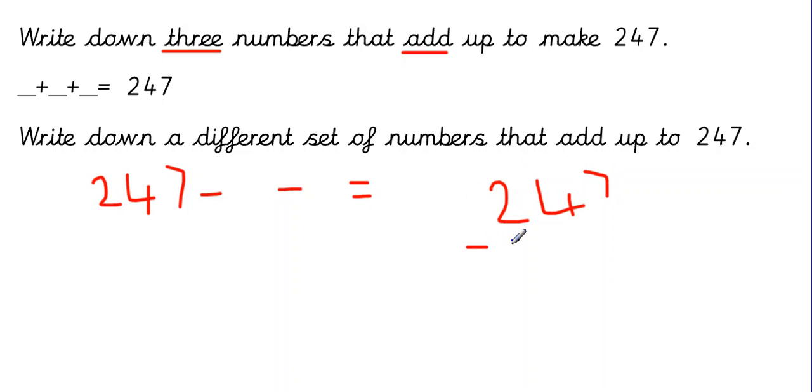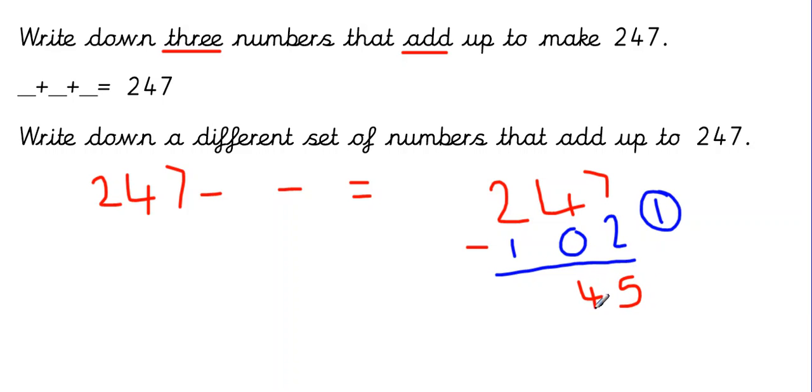So if I take 102 away from 247 first of all, that's my first number. So 7 take away 2 is 5. 4 take away 0 is 4. And 2 take away 1 is 1. Okay, so I've taken my first number away and I've got 145. So 102.